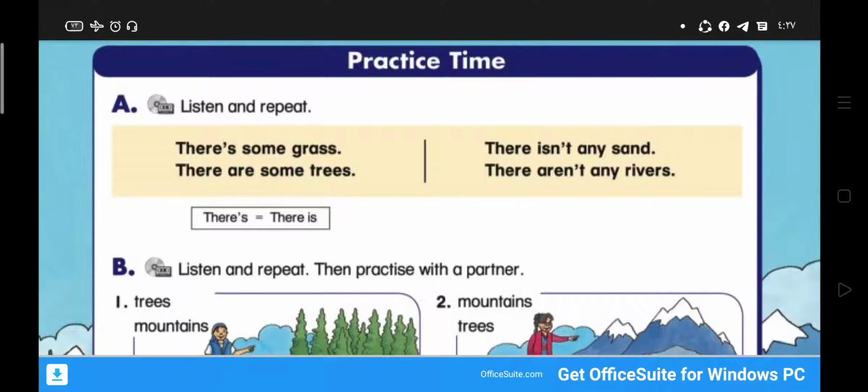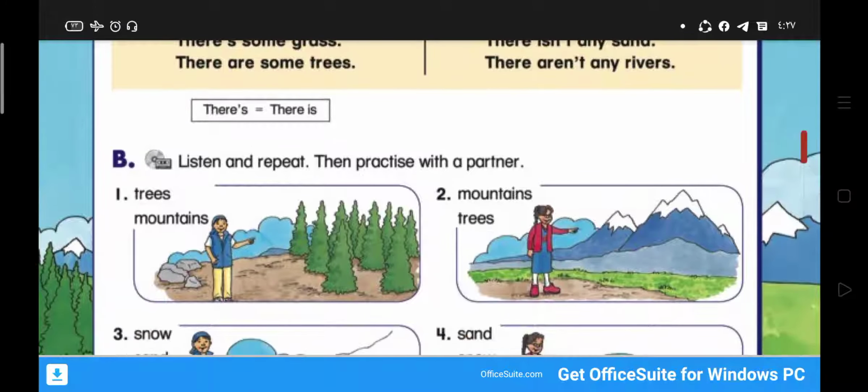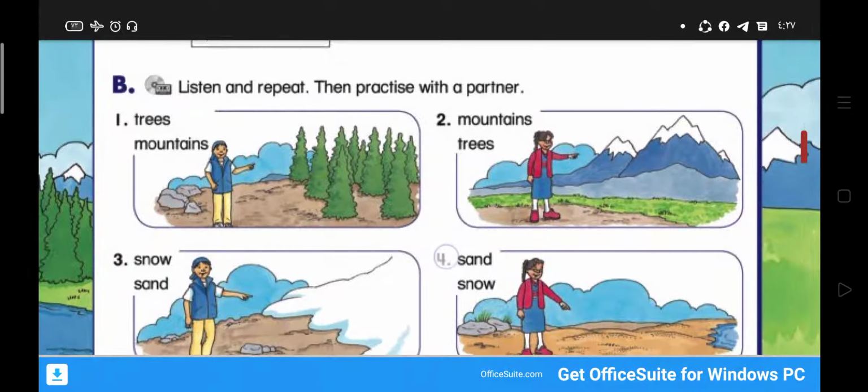The word there, T-H-E-R-E, means يوجد. There is used for singular or uncountable noun, and there are used for plural noun. Let's see the pictures and try to make sentences.